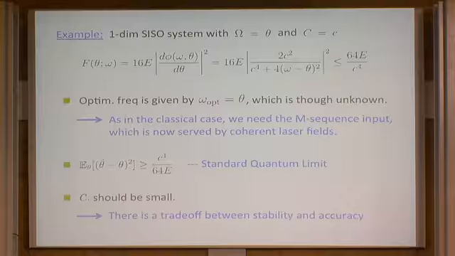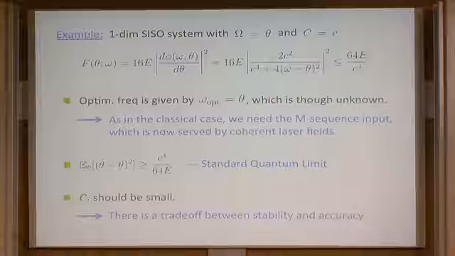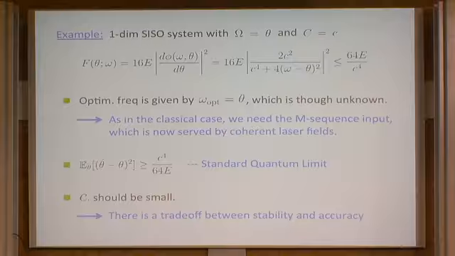The input signal, which contains many frequencies, is called an M sequence, a maximum length sequence, in classical system identification. The usual recipe in classical system identification is that we are advised to inject the M sequence into the system, look at the power spectrum in the output, and see the dip in the spectrum. But what is interesting is that this M sequence is now served by the coherent laser field, a physical state. It's not an abstract signal. This is a physical quantum state.